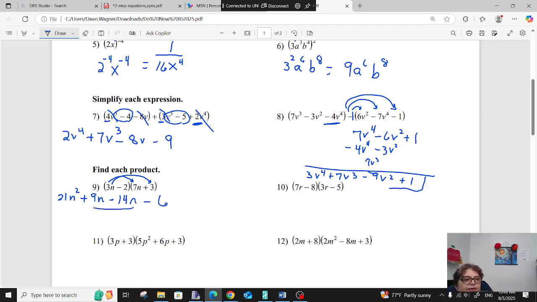Now I'm going to combine my like terms. So I get 21n to the second power minus 5n minus 6. Right? Is that what everybody got?